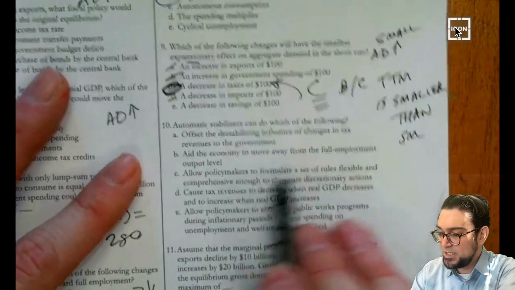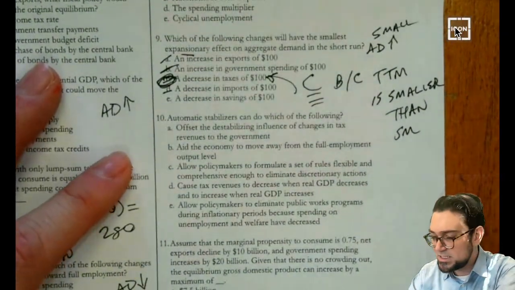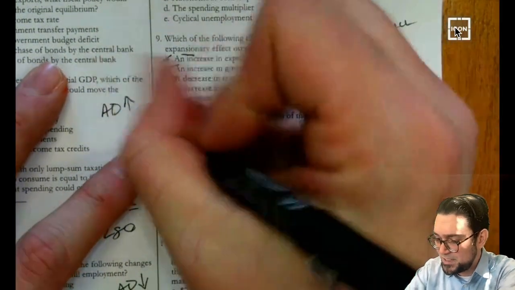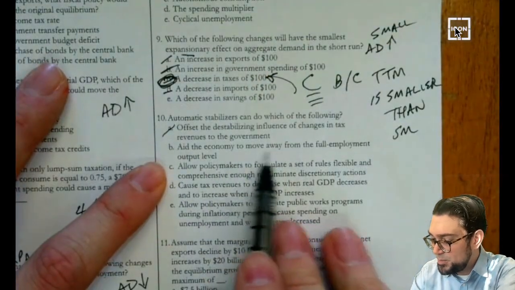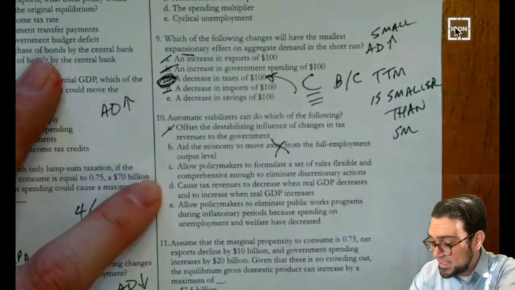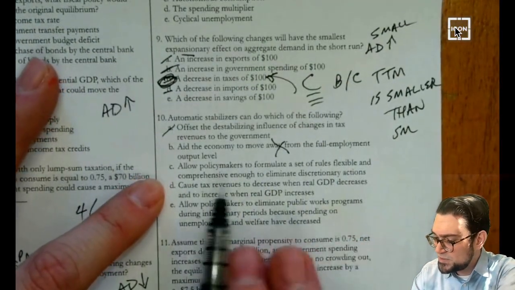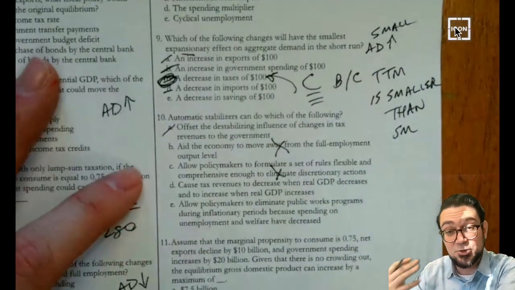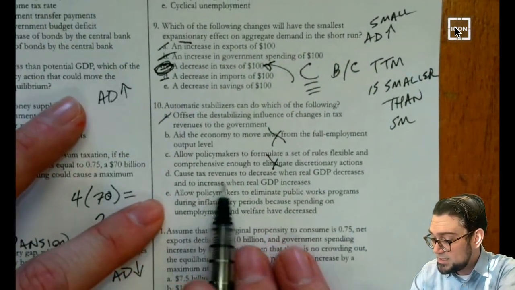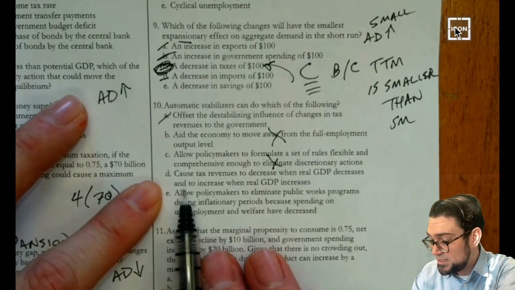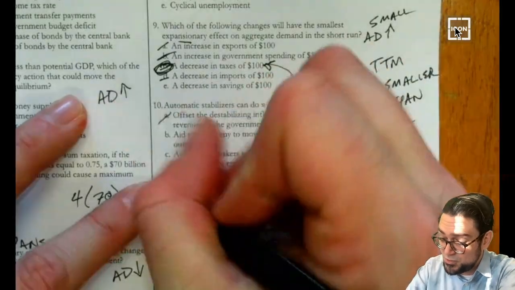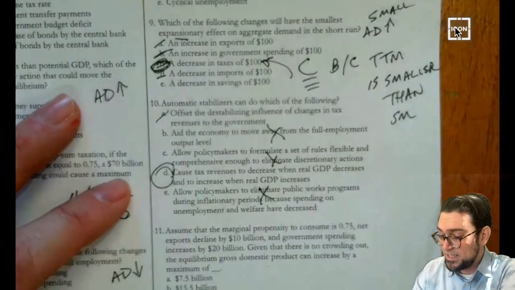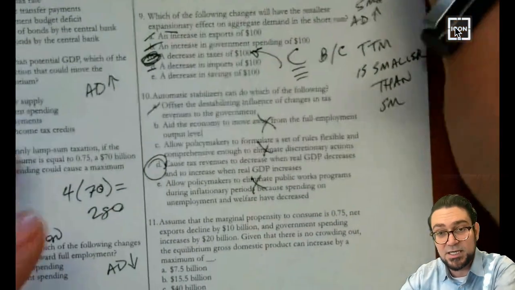Number 10, automatic stabilizers do which of the following? Well, they stabilize the business cycle. So let's see, offset the destabilizing influence of changes in tax revenues to the government. No, that doesn't sound like it. Aid the economy to move away from. No, that's not it. Allow policymakers to formulate rules flexible economy to eliminate discretionary. They don't eliminate discretionary action. You still are going to need those a lot of times. Cause tax revenues to fall when real GDP falls and increase when real GDP rises. Well, that is true. They do that. And then this last one, they don't eliminate all that other stuff. That's really D is the only correct answer here.